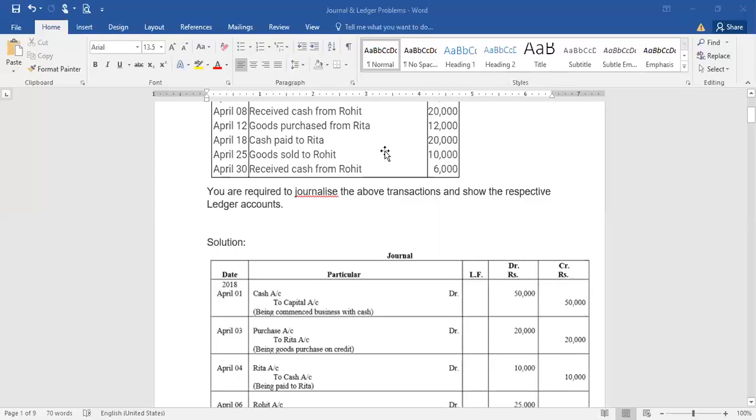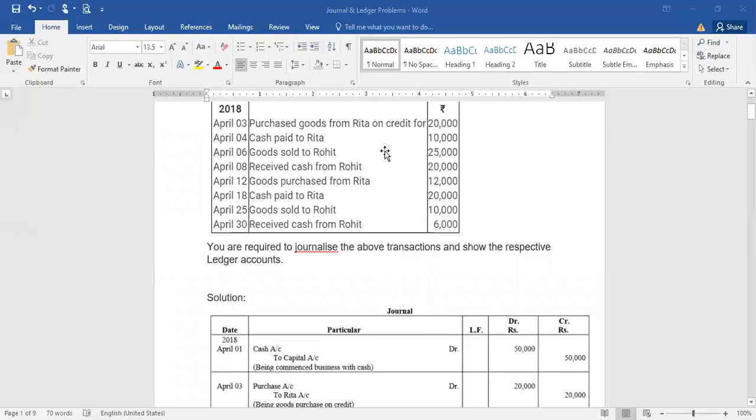Cash is coming into the business. As per the rule, the real account, cash account, has to be debited, and the proprietor is giving us the capital: debit the receiver, credit the giver. So credit is the capital account. Cash account debited to capital account, being commenced business with cash. That is the narration point.